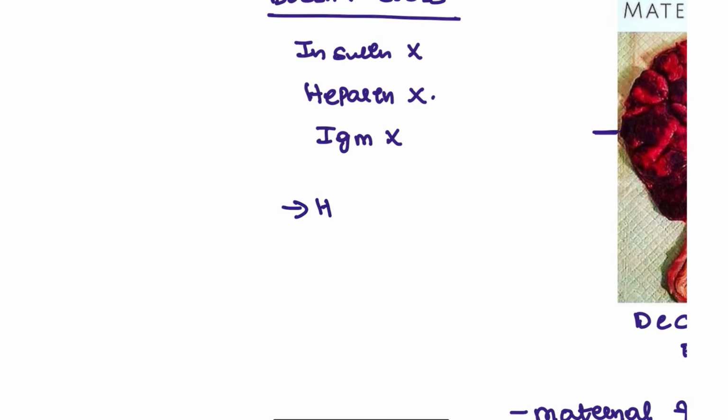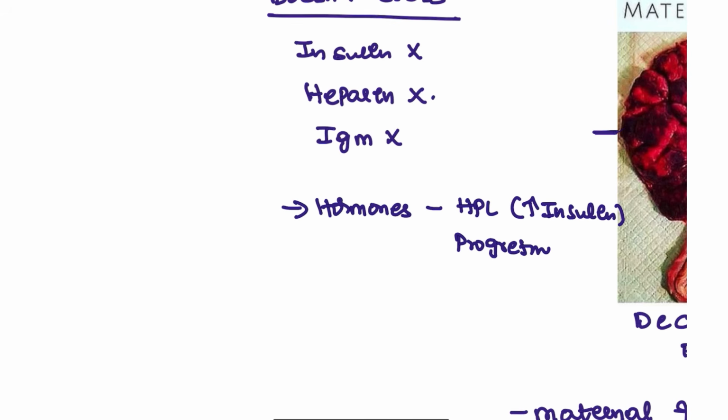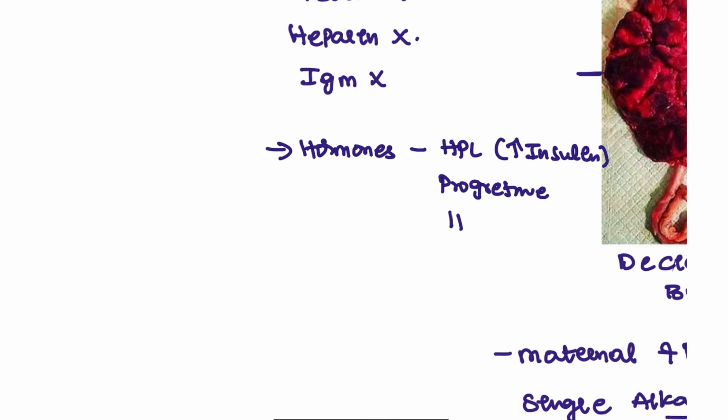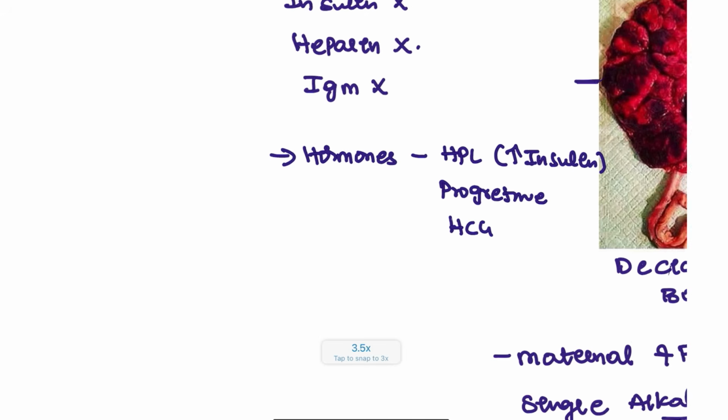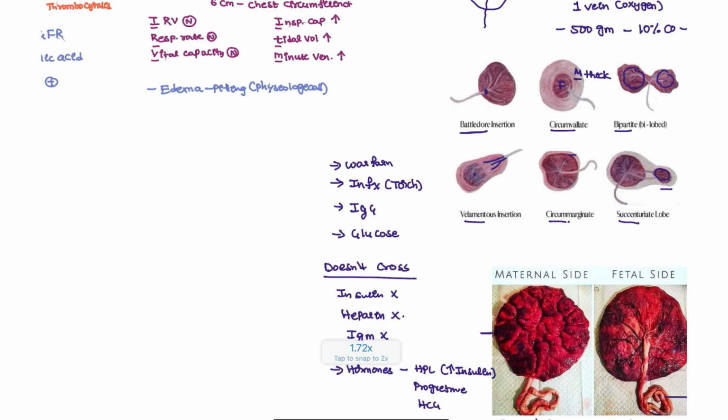And what are the hormones that are produced? It is going to produce HPL, which will increase the insulin resistance, and it is going to produce progesterone and HCG. Okay, all these hormones will be produced by the placenta.